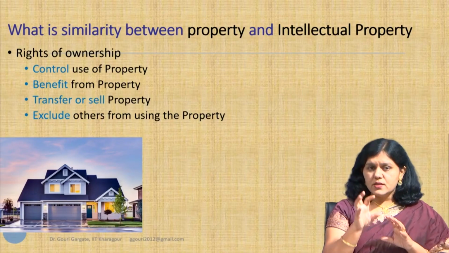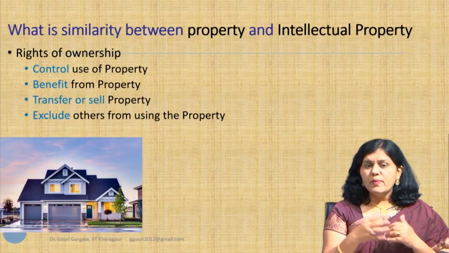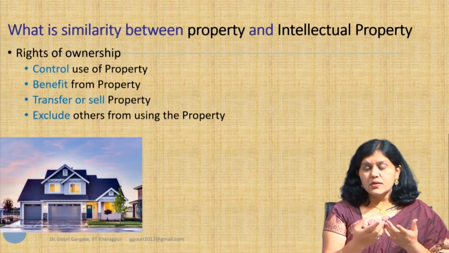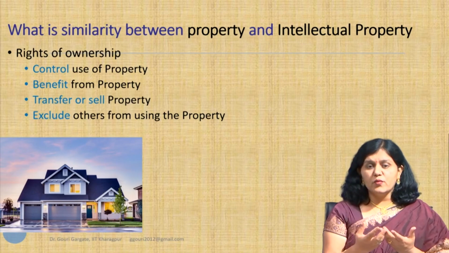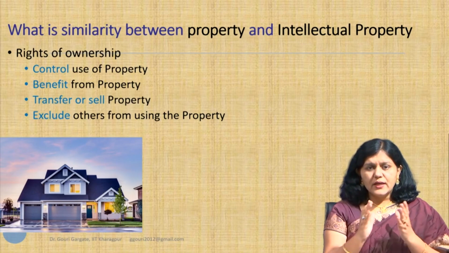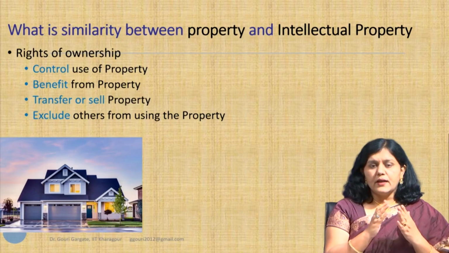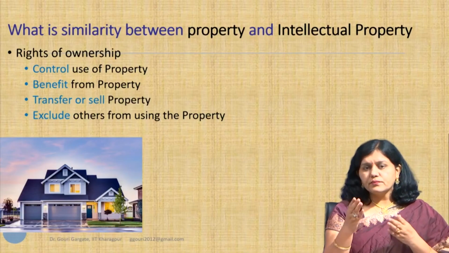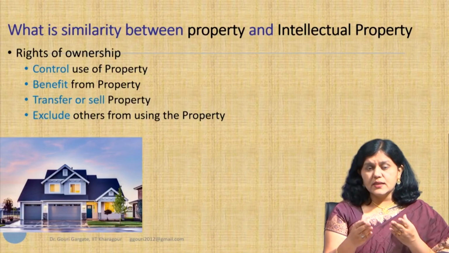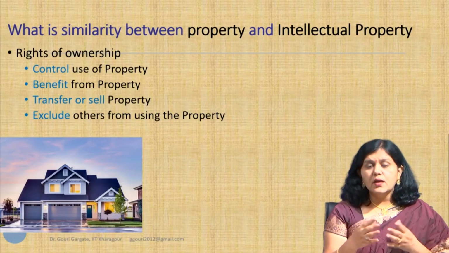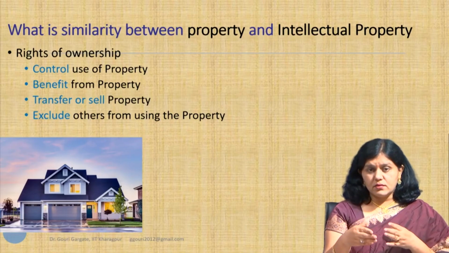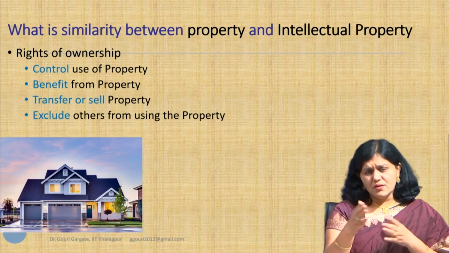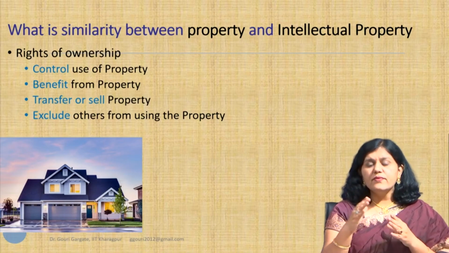So you can do all this. You control your property. You get benefit from your property because this is giving you a monopoly for a certain period. So the timelines are there. Like a patent, the life of a patent is 20 years. The life of copyright is the author's life plus 60 years. So that kind of specific period is there.